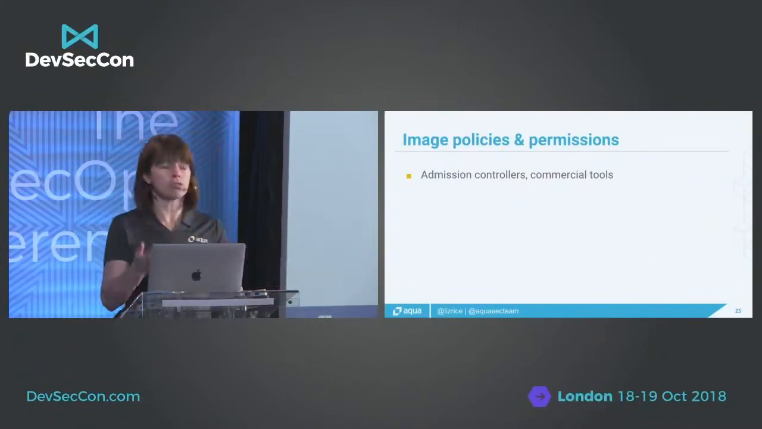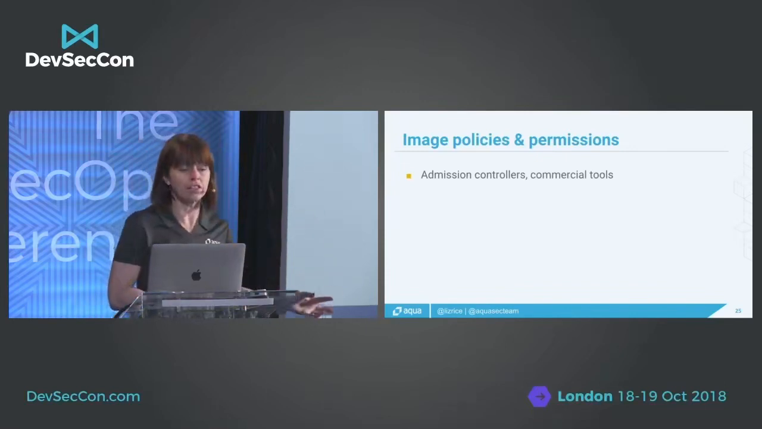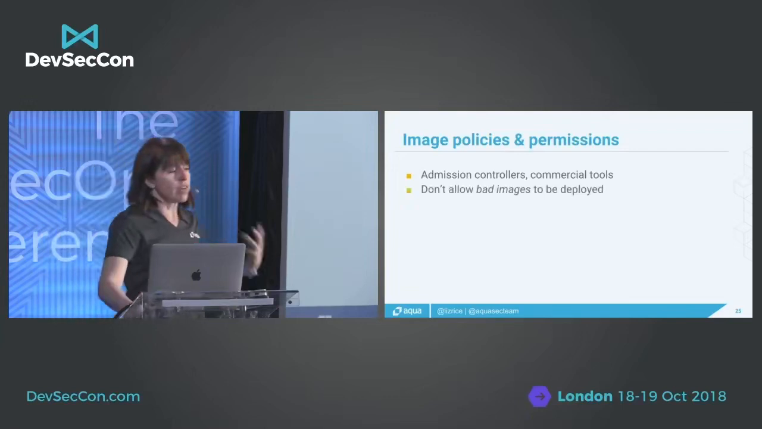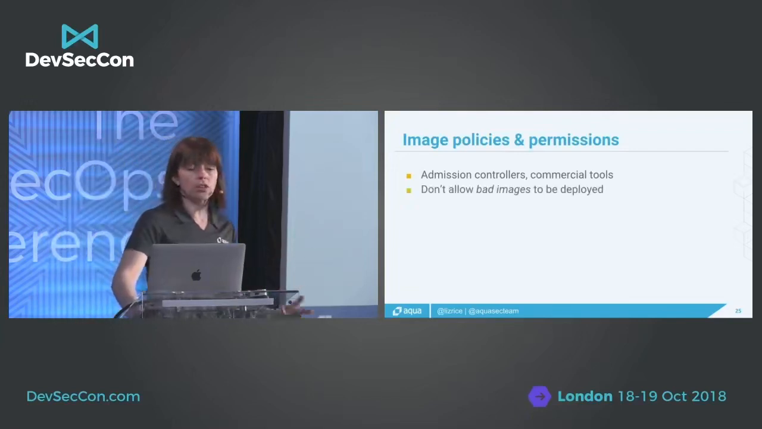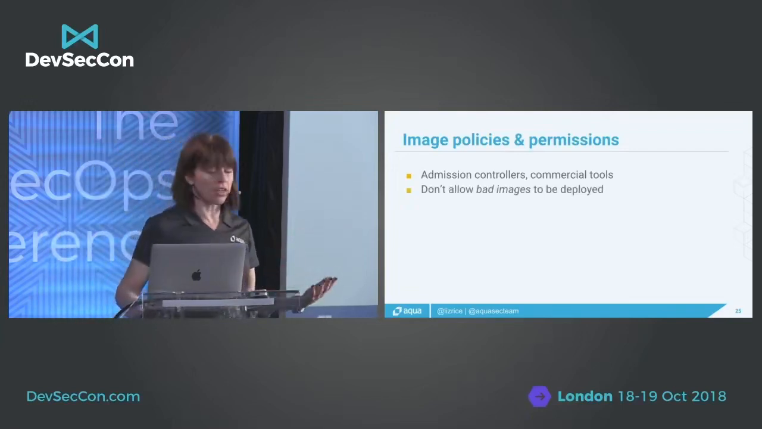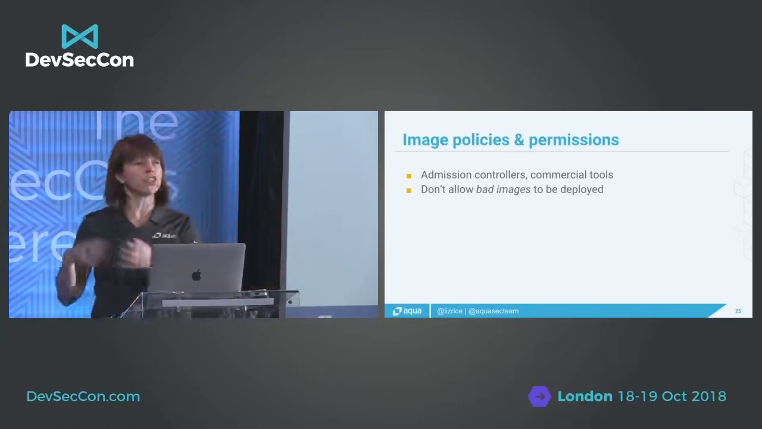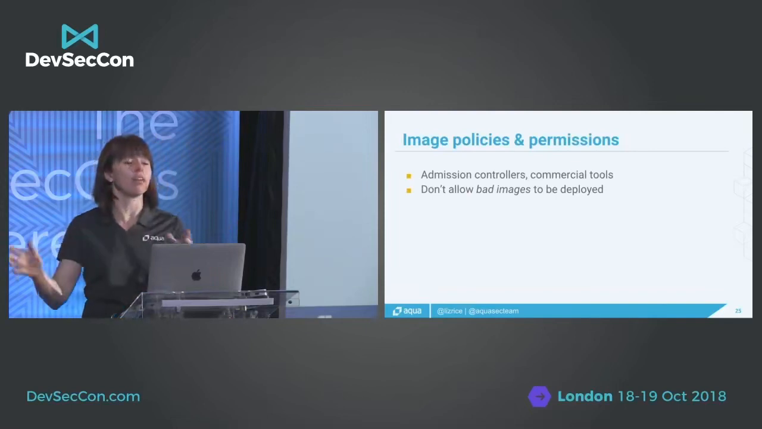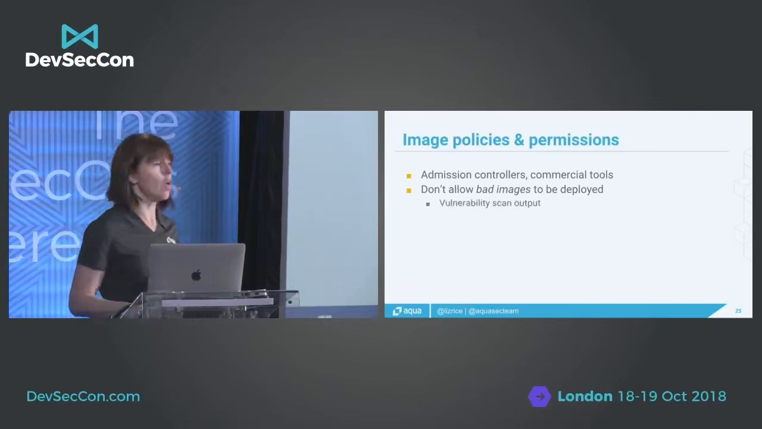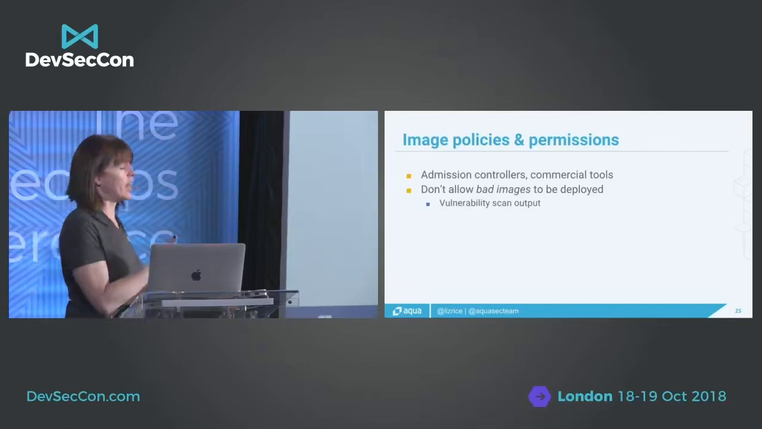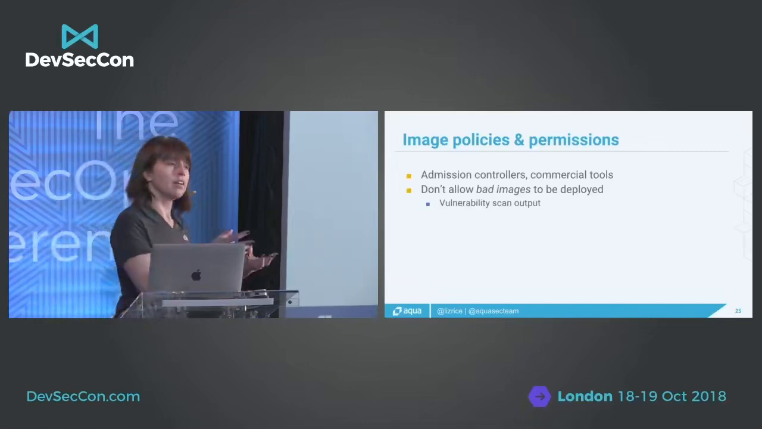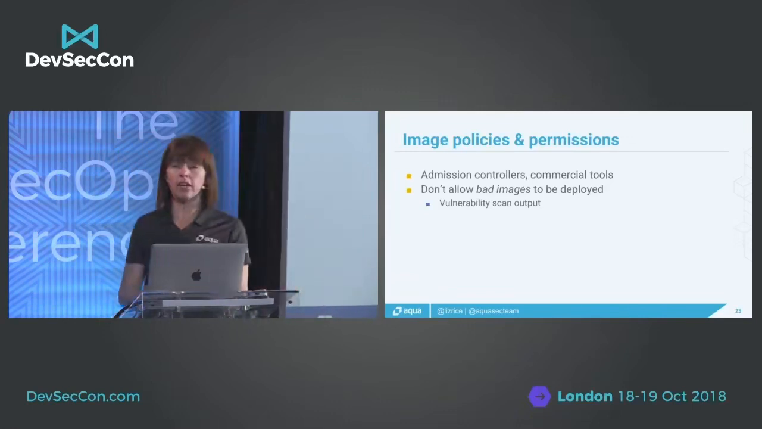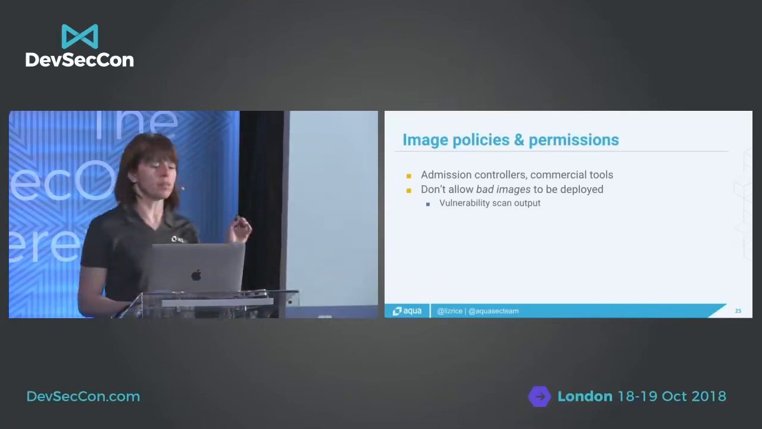You can also use tools like Aqua to make it easier to manage your image policies. And really what they're doing, whether it's admission controllers that you write yourself or a tool like Aqua, for some definition of bad images, we don't let bad images run on your cluster. So that could be looking at the output of the vulnerability scan. Did that image have high severity vulnerabilities in it? Or did it have particular vulnerabilities that we blacklisted?